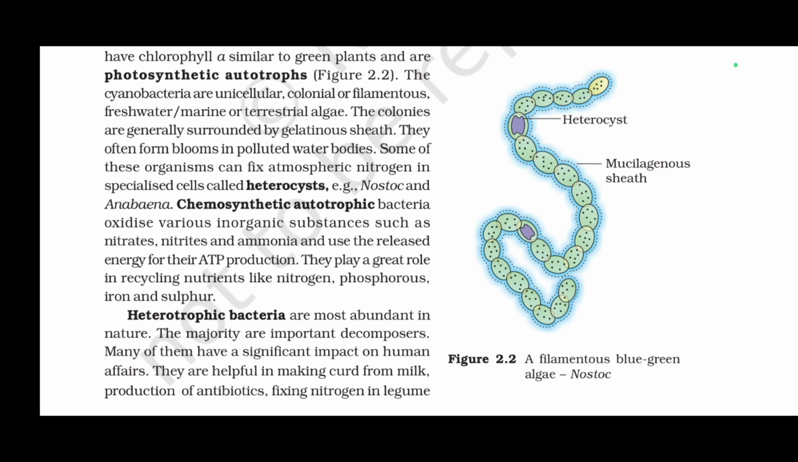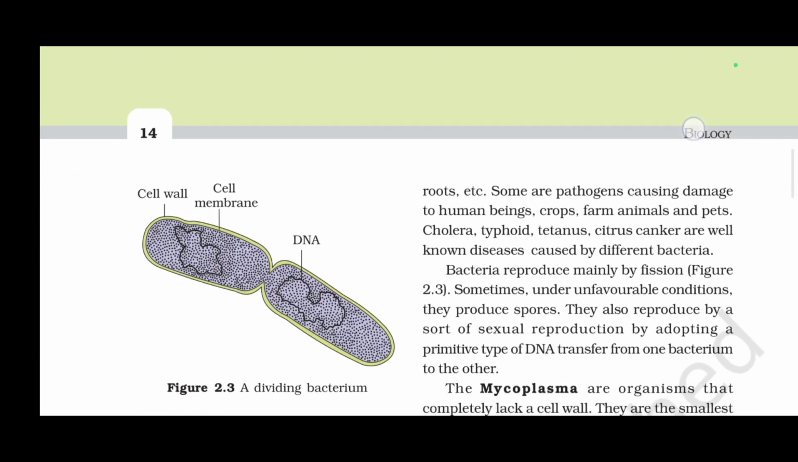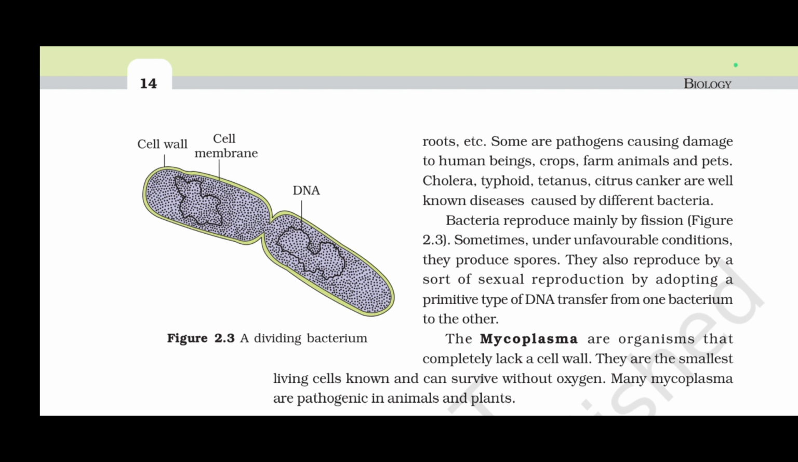Heterotrophic bacteria are most abundant in nature. The majority are important decomposers. Many of them have a significant impact on human affairs. They are helpful in making curd from milk, production of antibiotics, fixing nitrogen in legume roots, etc. Some are pathogens causing damage to human beings, crops, farm animals, and pets. Cholera, typhoid, tetanus, and citrus canker are well known diseases caused by different bacteria.